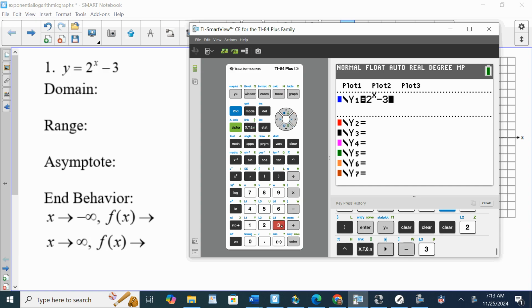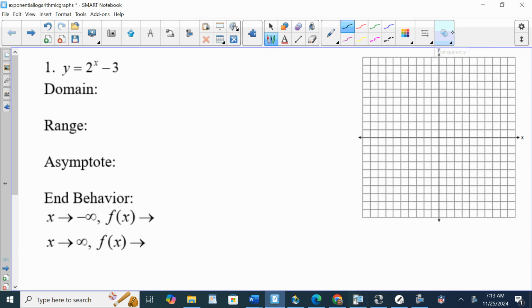Now, before we do that, the only thing that makes exponential and logarithmic graphs different is that there's an asymptote. The parent function for exponential looks like this, where it has a horizontal asymptote. It passes through 0, 1. It gets closer and closer and closer to the x-axis, but it never actually touches. So the asymptote will be whatever the vertical shift of the graph is.